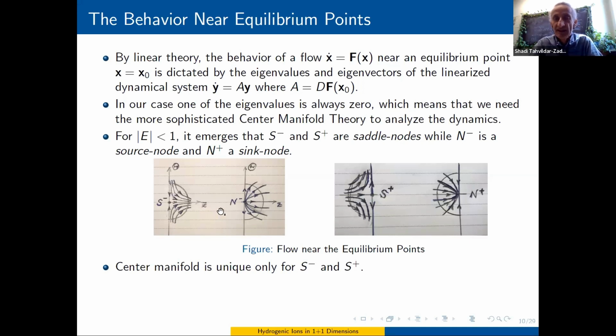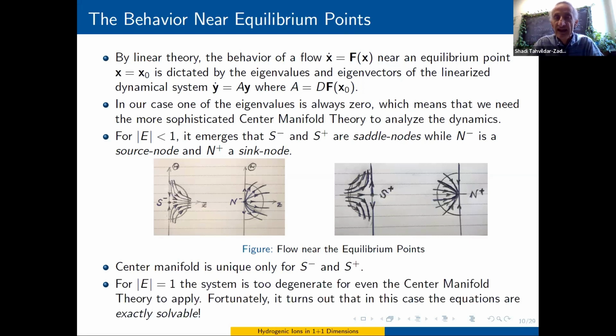So now remember we had these boundary conditions, right? We were only interested in a certain type of solutions of this dynamical system. So when we look at that, it turns out that we need solutions that come out of this S minus and run into this S plus. Those are the ones that we need. We don't want the other ones. And of course, this whole thing is under the assumption that the absolute value of E is less than 1. If the absolute value of E is equal to 1, the system is too degenerate, meaning both eigenvalues are 0 now.